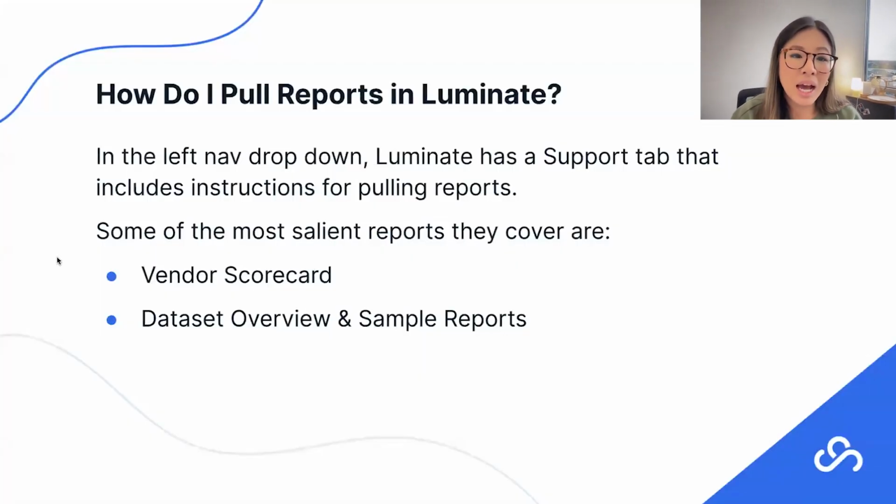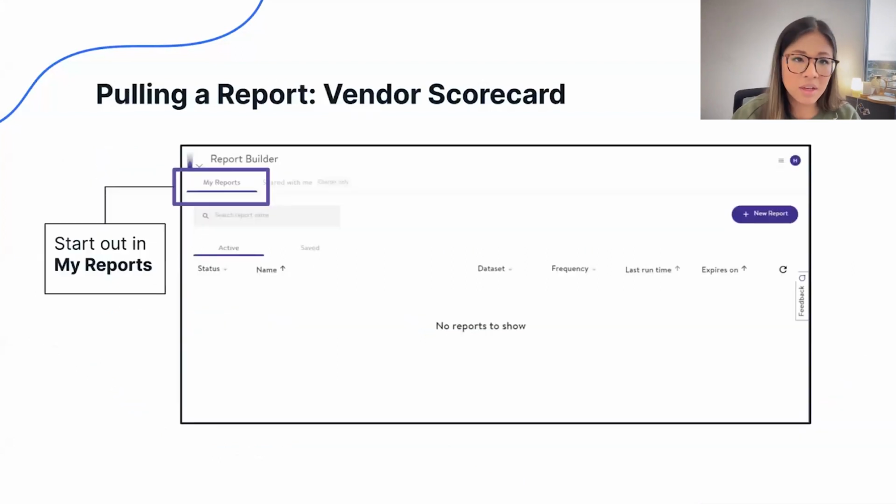But how do I pull reports in Luminate? As Peter mentioned, in the left nav dropdown, Luminate does have a support tab that will show you instructions for pulling reports. Some of the reports we're going to cover today are the vendor scorecard, as well as data builder and report builder basics. So when you go into Luminate, if you're following along at home or in your office, it should look a little something like this.